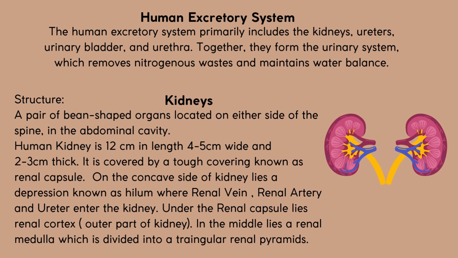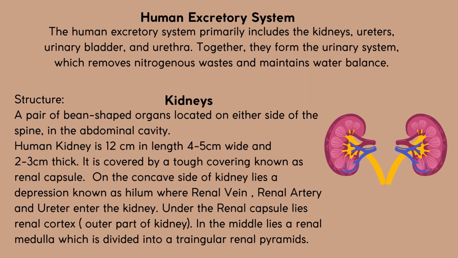Structure: a pair of bean-shaped organs located on either side of the spine, in the abdominal cavity. Human kidney is 12 centimeters in length, 4 to 5 centimeters wide, and 2 to 3 centimeters thick. It is covered by a tough covering known as renal capsule. On the concave side of kidney lies a depression known as hilum, where renal vein, renal artery, and ureter enter the kidney. Under the renal capsule lies renal cortex, outer part of kidney.